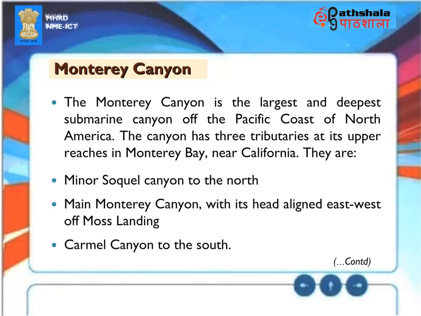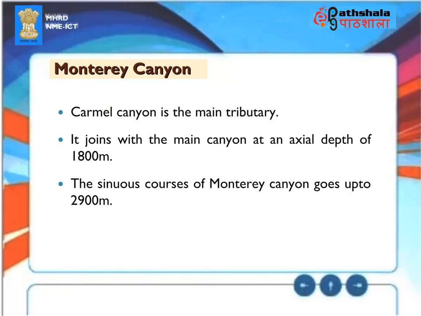The Monterey Canyon is the largest and deepest submarine canyon off the Pacific coast of North America. The canyon has three tributaries at its upper reaches in Monterey Bay near California. They are Minor Soquel Canyon to the north, Main Monterey Canyon with its head aligned east-west off Moss Landing, and Carmel Canyon to the south. Carmel Canyon is the main tributary.